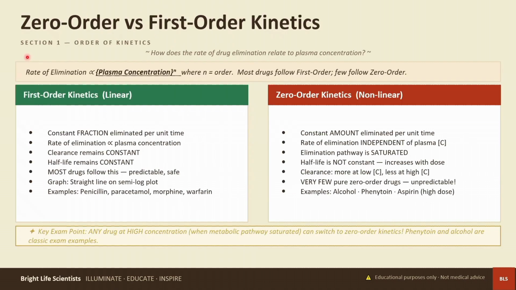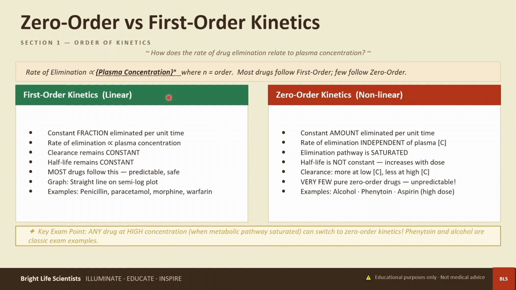Zero order versus first order kinetics. Order of kinetics: the rate of drug elimination is related to plasma concentration by the equation rate equals plasma concentration to the power of n, where n is the order. Most drugs follow first order kinetics. Very few follow zero order. Let's understand why that distinction is important.